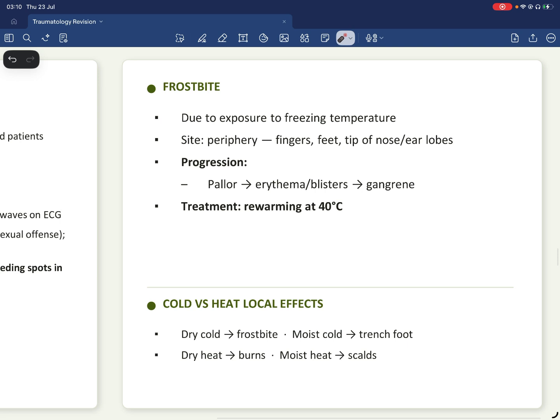Frostbite is due to exposure to freezing temperature. It is seen at the periphery such as the fingers, feet, and tip of the nose. Progression: we have pallor followed by erythema, then gangrene. Treatment is rewarming.